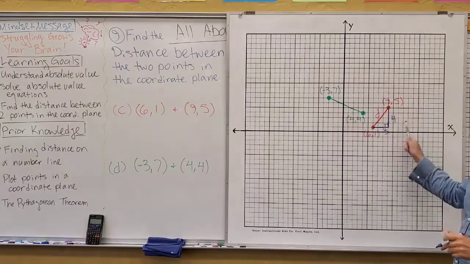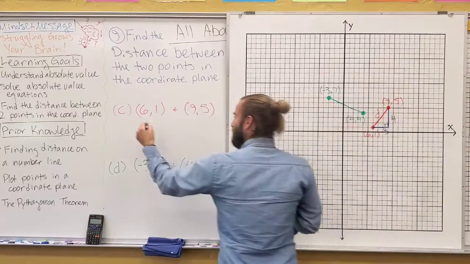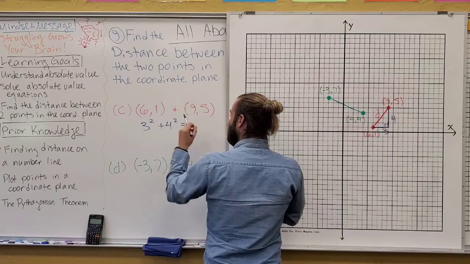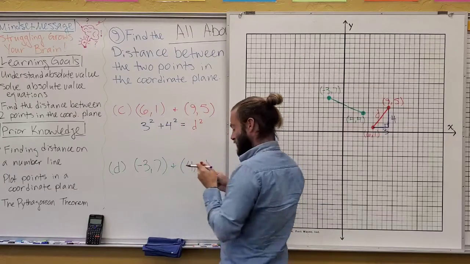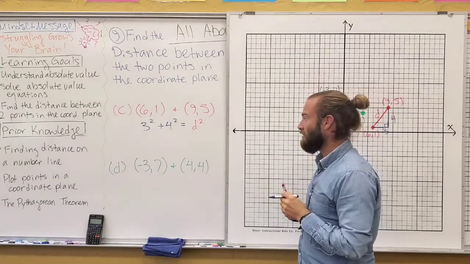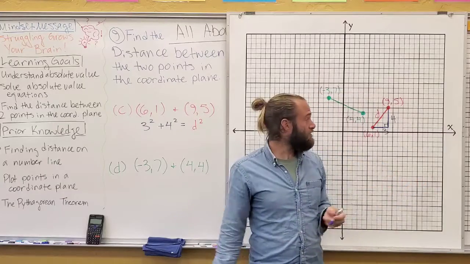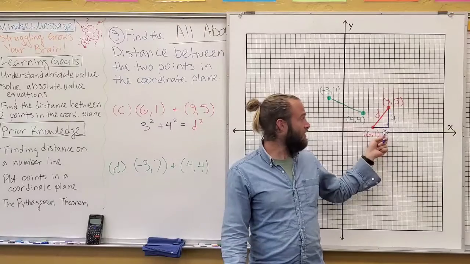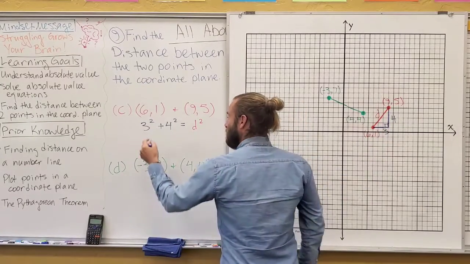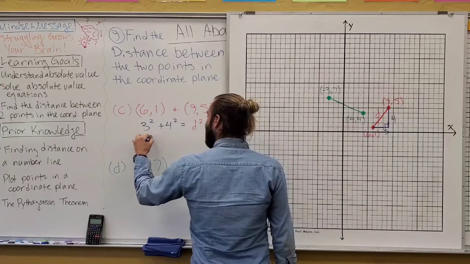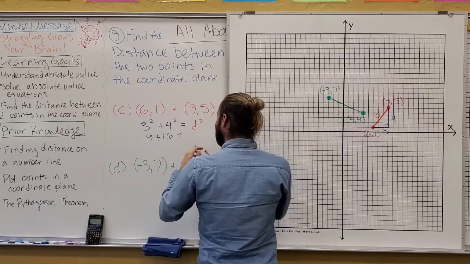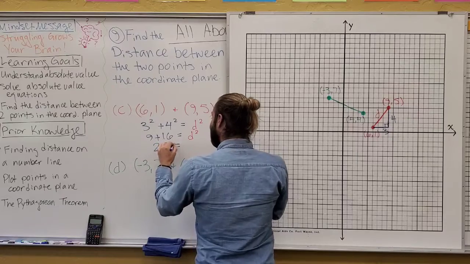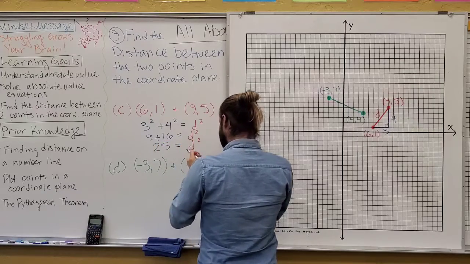So we can just now directly use that. 3 squared plus 4 squared equals D squared, right? D is the distance that I want. And that's exactly just the relationship that we said. This squared plus this squared equals this squared, right? A, B, C. So what I have here is 9 plus 16 equals D squared. And that gives me 25 equals D squared.